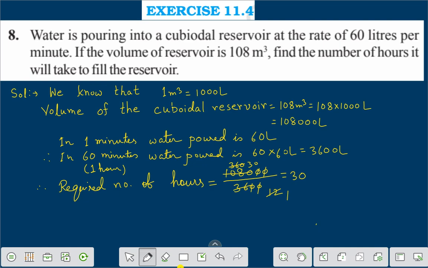Find the number of hours it will take to fill the reservoir. Therefore, it will take 30 hours. It will take 30 hours to fill the reservoir.